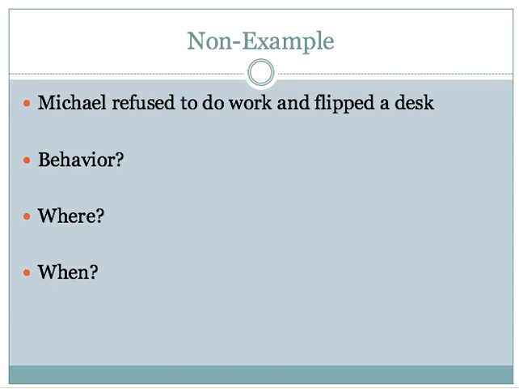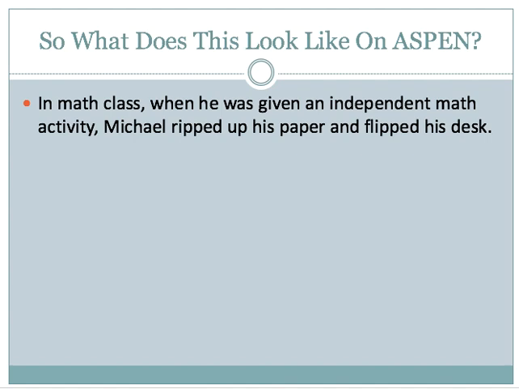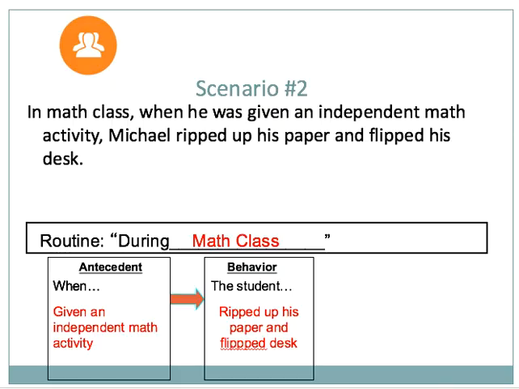Okay, so here's another example. "Michael refused to do work and flipped a desk." So what was the behavior? Well, Michael refused to do work and he flipped a desk. Where did it happen? Well, we're not sure. Probably in class, not sure. And when? With that referral, we don't know what was the trigger, what was the antecedent prior to the behavior. So if we looked at it this way: in math class, when he was given an independent math activity, Michael ripped up his paper and flipped his desk. That meets the formula. What's the behavior? He ripped up his paper and flipped his desk. It was during math class, and it was when he was given an independent math activity.